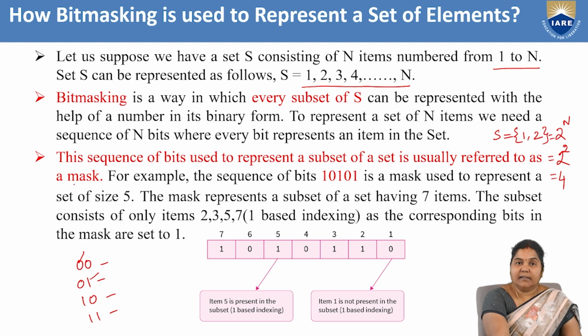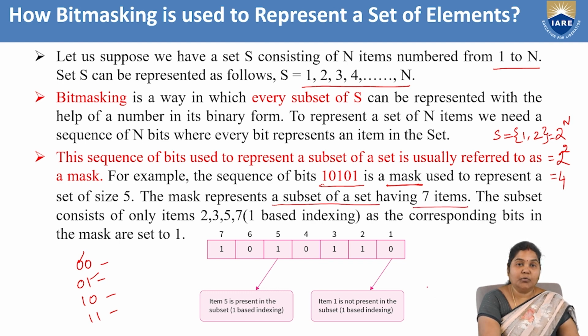So in the bit masking process, we will represent a set or subset through a sequence of bits. For example, you can see we are considering one example where the sequence of bits is 10101. We call this a mask to represent a set of size 5. Now, this mask represents a subset of a set having a total of 7 items. Out of 7 items, we are considering a subset of size 5, and that subset is represented through this particular mask as 10101. So, how will you understand?